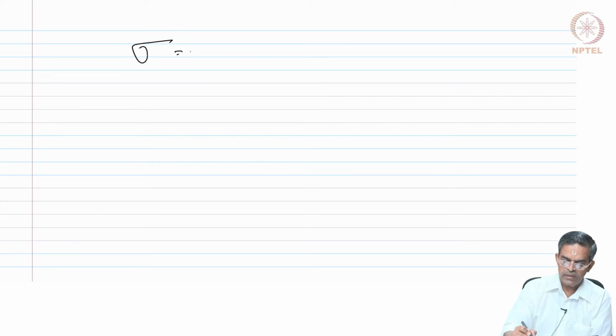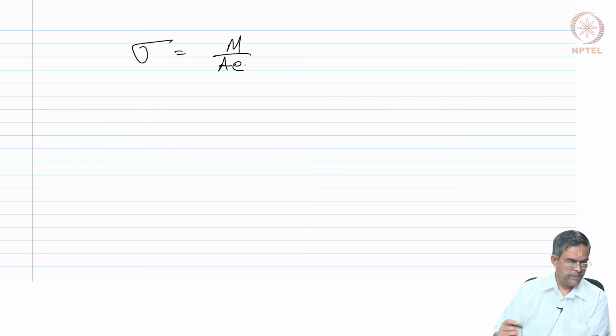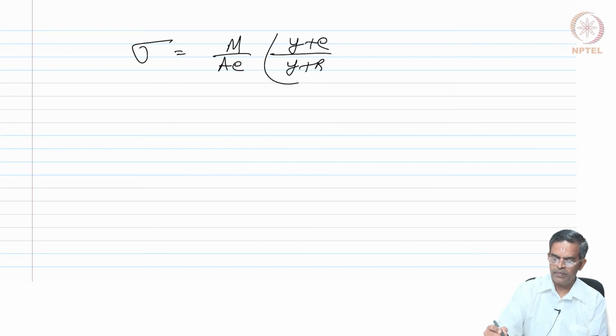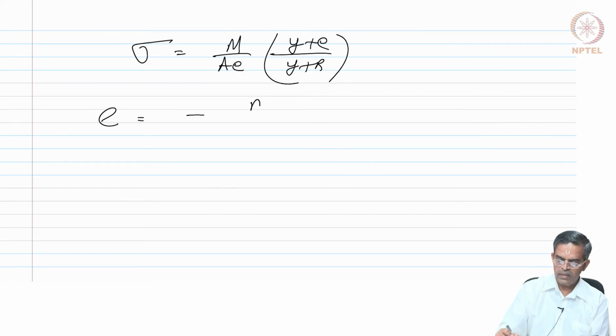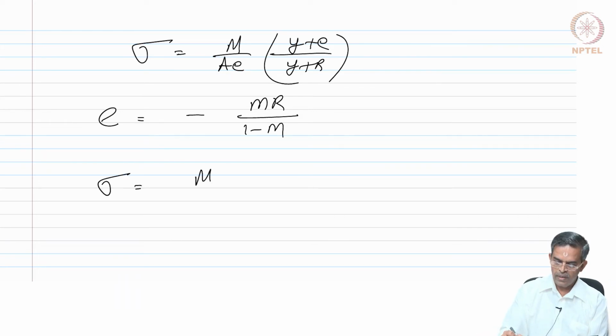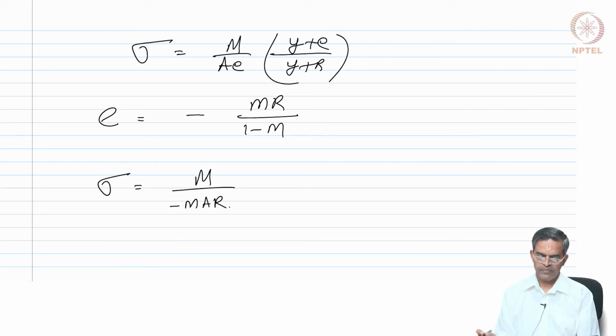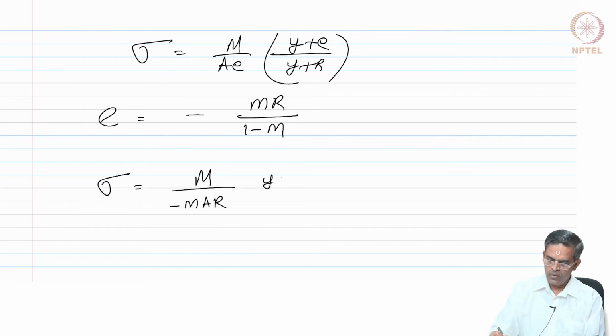So, we know stress is M by AE into y by r plus y. Now, we know e is minus mr by 1 minus m. So, stress now becomes M by minus mAr into y plus e of 1 minus m by r plus y.